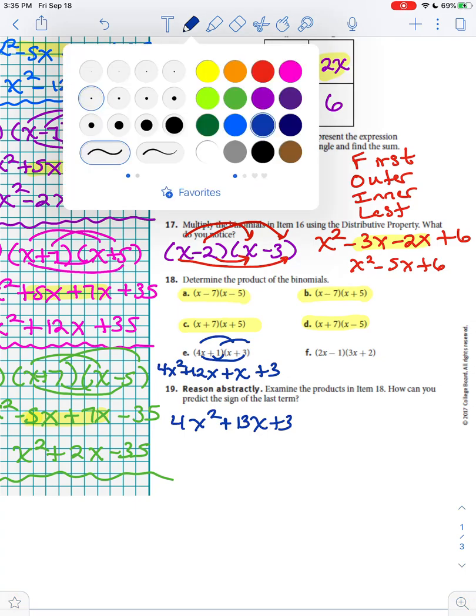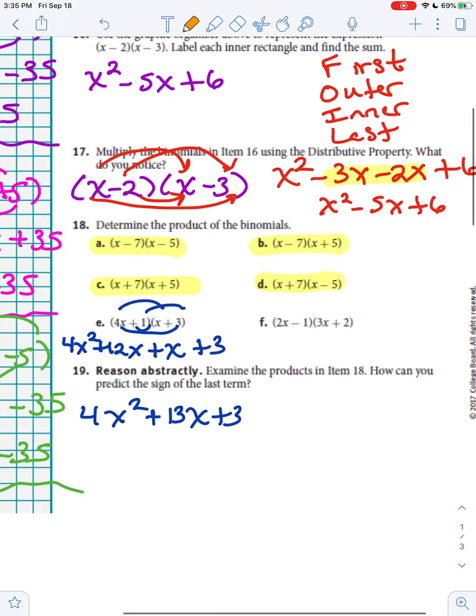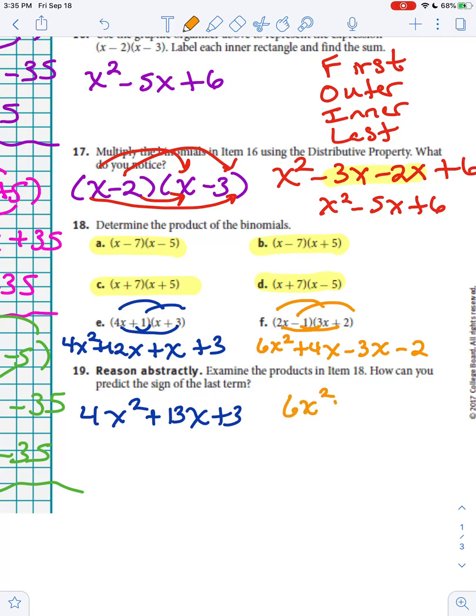Okay. And our last one, we are going to look at 2x minus 1 times 3x plus 2. So if we do first times the first, we get 2x times 3x, 6x squared. Outers are both positive, 2x times 2, 4x. Inners, we have a negative 1 times a 3, so that makes negative 3x. And last is negative 1 times 2. So that's going to be negative 2. So when we combine our middles, we have 6x squared plus 1x, for 4x minus 3x, minus 2.